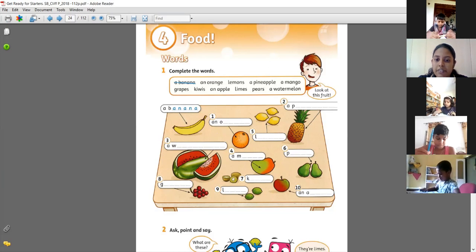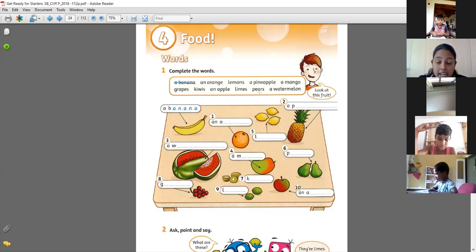Yes, next one is kiwis. Kiwi is also a kind of fruit. You can see here number 7. That's a green color fruit, and also you can see several brown seeds. So this is known as kiwi. An apple, you know apple as well. There are different colors for apples: red, green, and also a little bit yellow. Then limes, I have already explained.